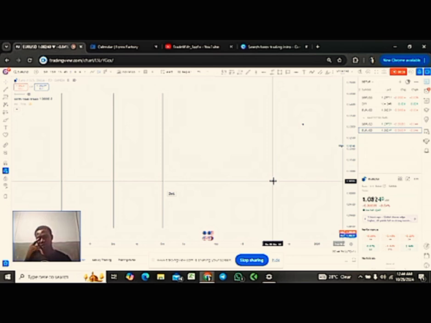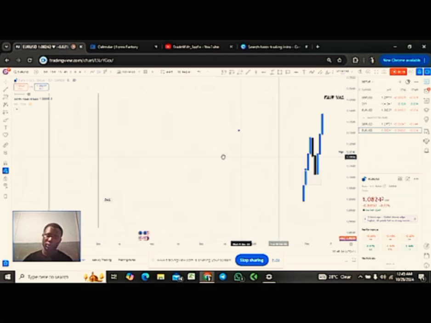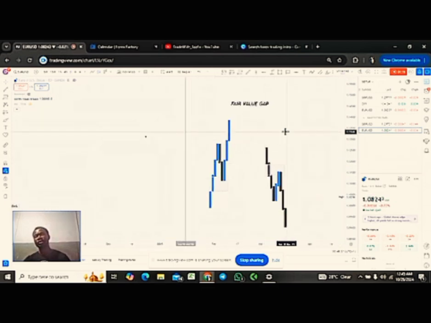So today I'm here to share with you guys my three ICT PD arrays, my three favorite ICT PD arrays. Pick one or two things from it and comment down below. So my first and my favorite PD array would be the FVG, which is the fair value gap.